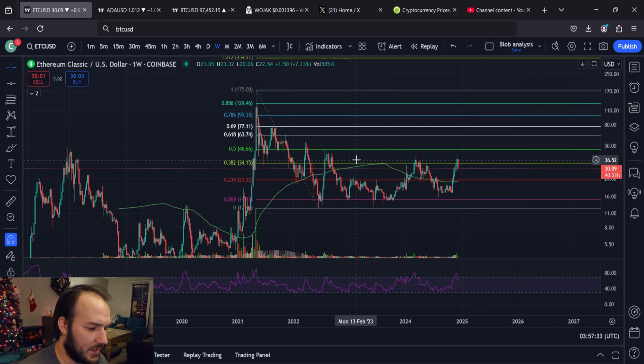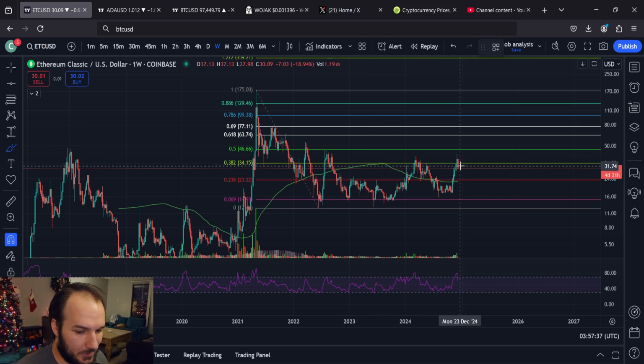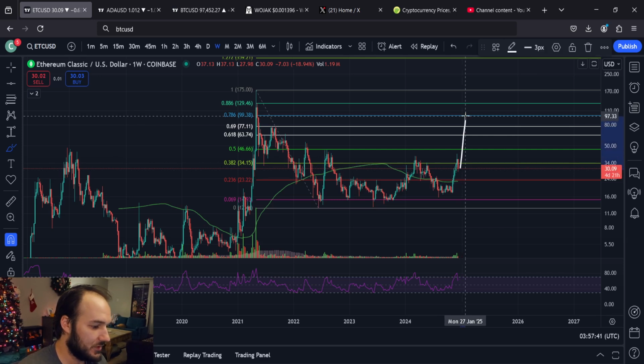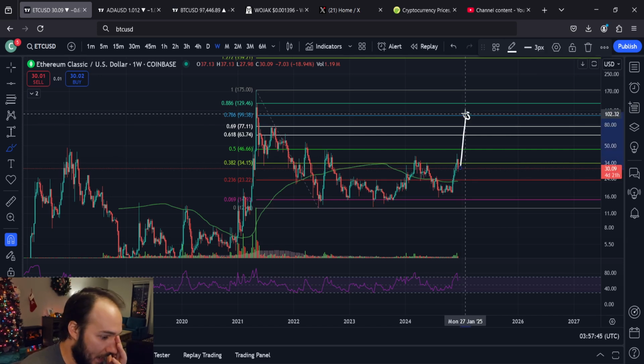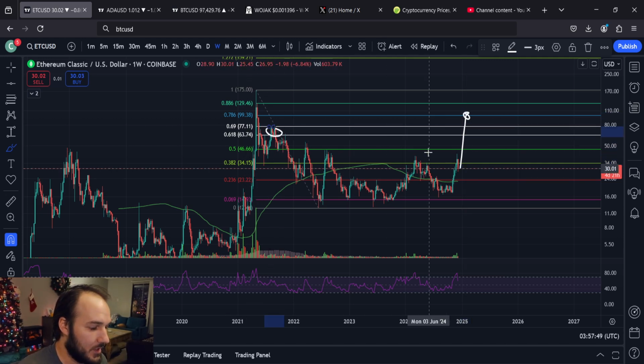I would expect that Ethereum Classic, by the end of January, will be as high as $100, if not higher. That's my thoughts. $100 or higher. You have a very good chance of stopping at 63 to 77 bucks. You really do.